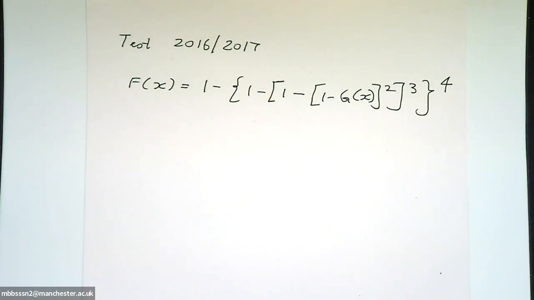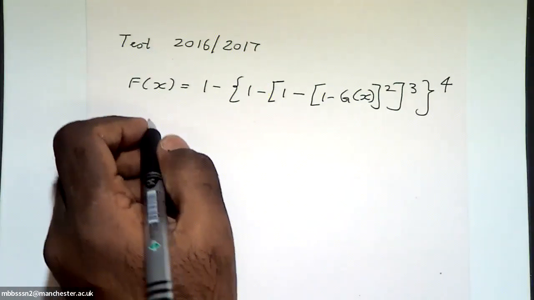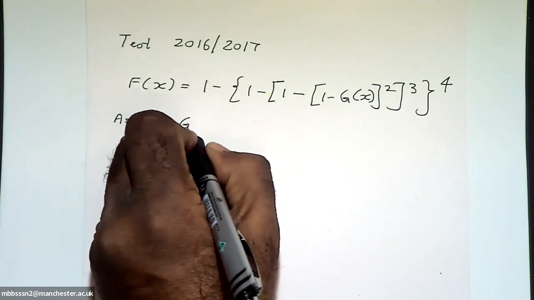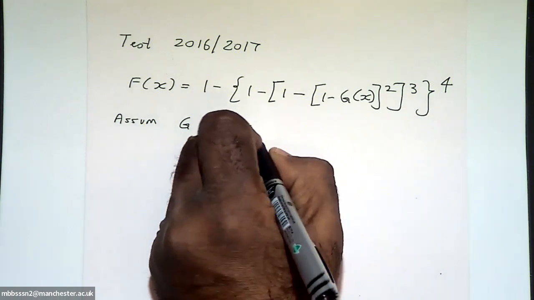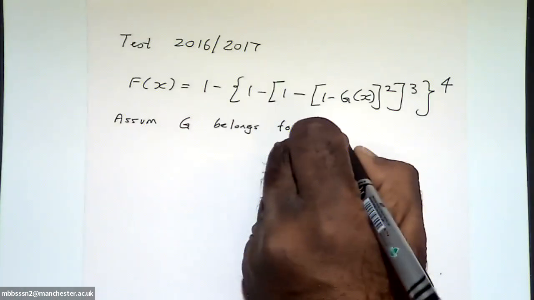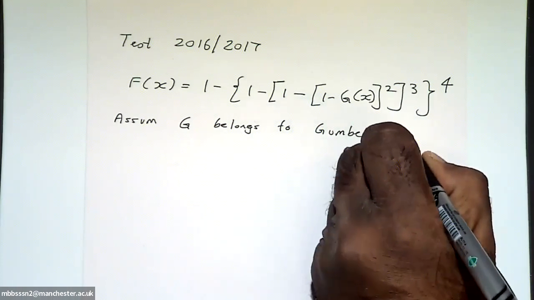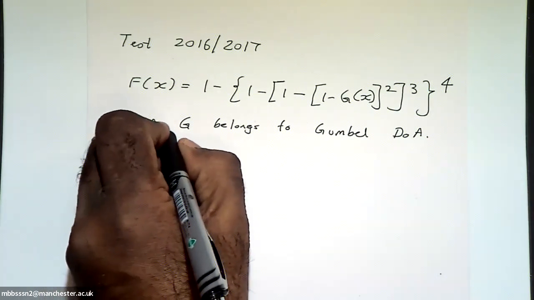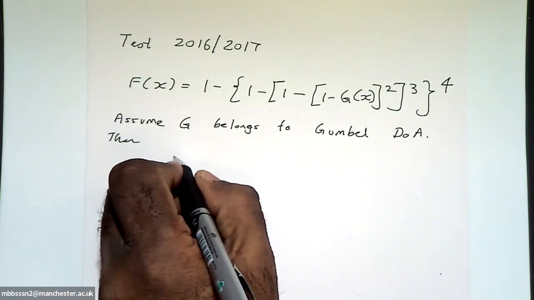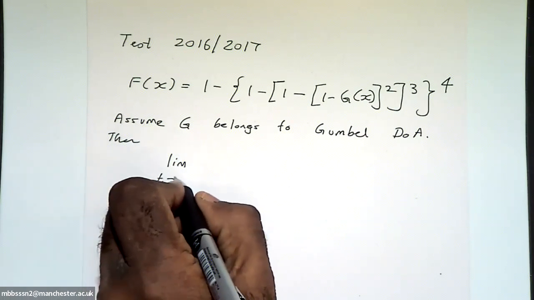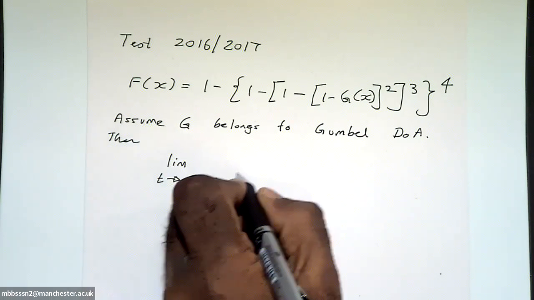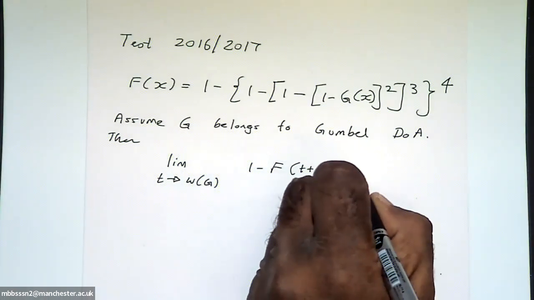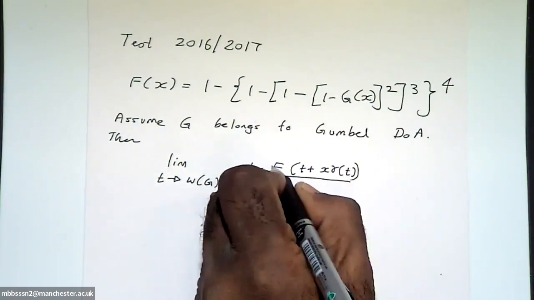In this question, let's assume G belongs to a Gumbel domain of attraction. Then we know that the limit as t goes to W of G of 1 minus G t plus x. Sorry, it should be G, not f.